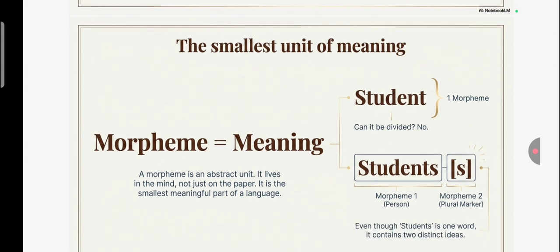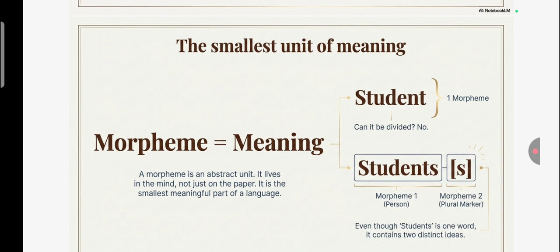Let us start with the morpheme. A morpheme is the smallest meaningful unit in a language. It is an abstract concept in simple words. It exists in the mind. For example, look at the word students. At first glance, it looks like one word, but actually it contains two morphemes.